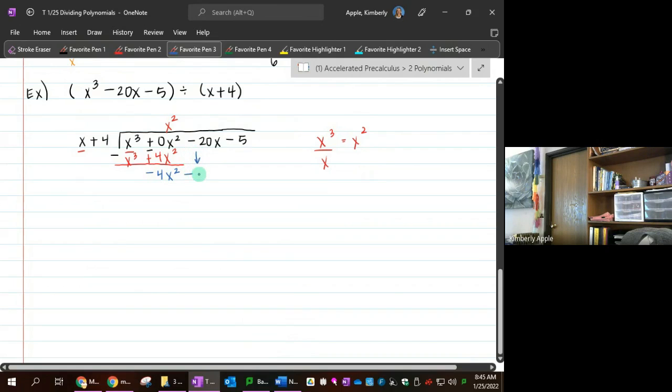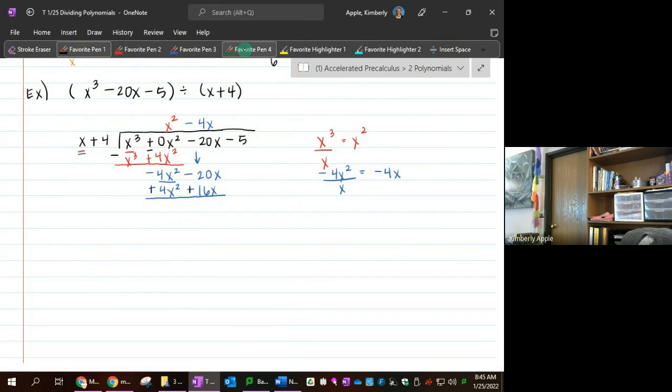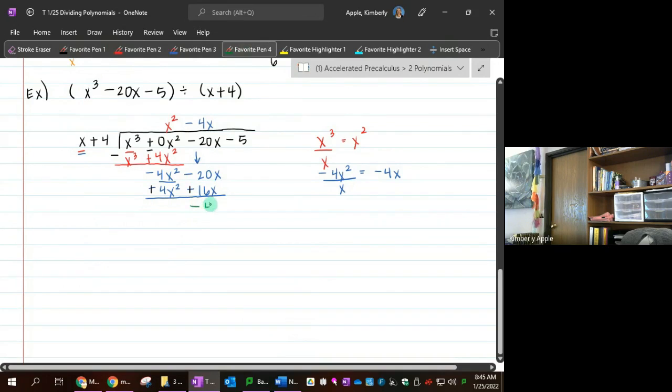I'm going to bring something down, and then I'm going to go again, first into the first. Here's my scratch work for that. Divide that by x, I end up with negative 4x. That goes here. I'm going to multiply again: negative 4x squared, negative 16x. Now I've got to subtract, so these two signs will change. This will be negative 4x.